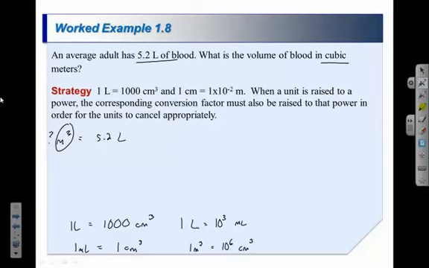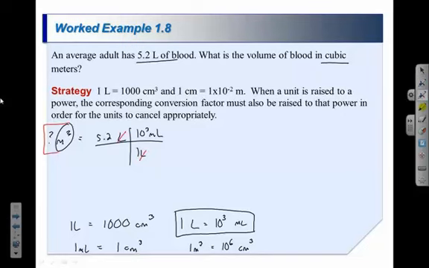So maybe I think I have all the relationships I need. I want to start working. So I want to get the liters to cancel. So maybe I'll use this one since this comes directly from the metric table. I'd probably be more likely to work it out that way if I didn't have any given information. 1 liter equals 10 to the 3rd milliliters. Always, the whole time, thinking about what units I'm trying to get in the end.